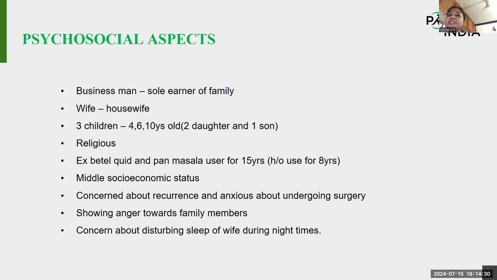From the psychosocial aspect, he is a businessman living with his wife and 3 children, and he is religious. He is an ex-betel and pan masala user for 15 years. He used it for 8 years. Middle socioeconomic status, concerned about the recurrence, and very anxious to undergo a surgery after the chemotherapy. He is showing anger towards the wife and children because of his pain, and is concerned about disturbing the sleep of his wife during the night times.